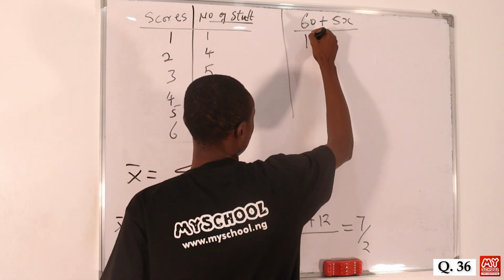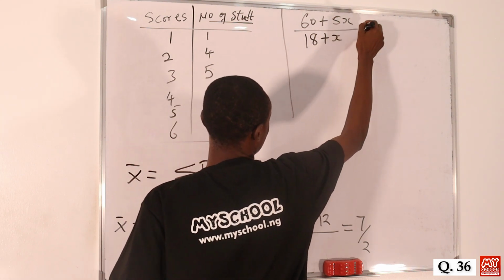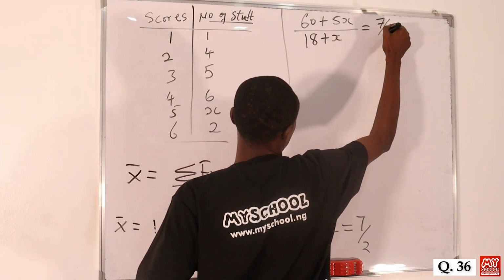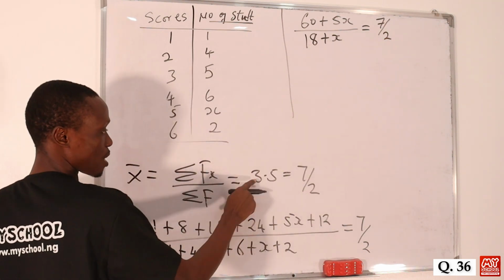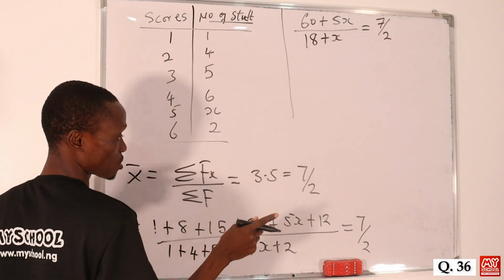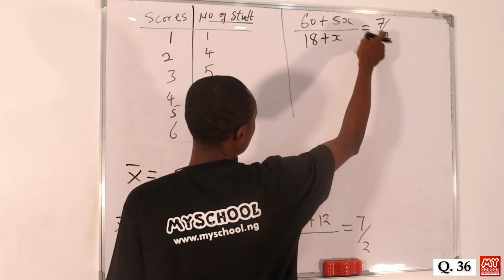So here we are going to be having (18 + s)/... this will be equals to 7 all over 2. Now remember, this 7 all over 2 is the same thing as the 3.5 that is given to us in this question. So we cross multiply.